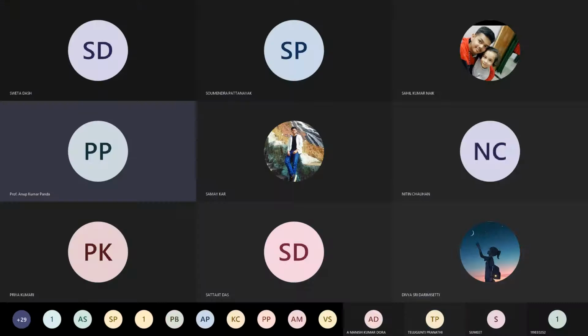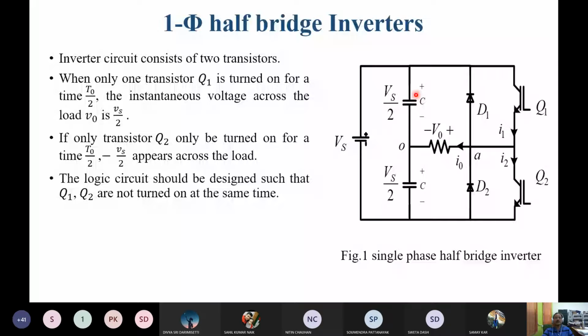This is the load, and the filter capacitors are there so that if there is any voltage fluctuation from the source side, this capacitor will take care of it. The ripples in the source voltage will be killed by the voltage filter. This capacitor acts like a voltage filter. So the operation is very simple.